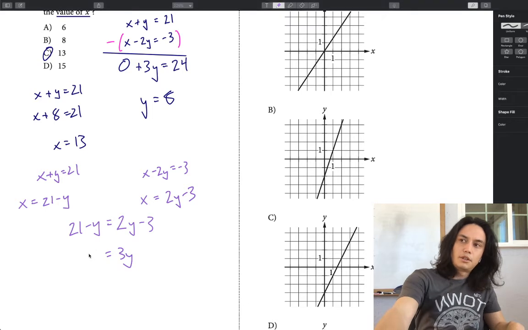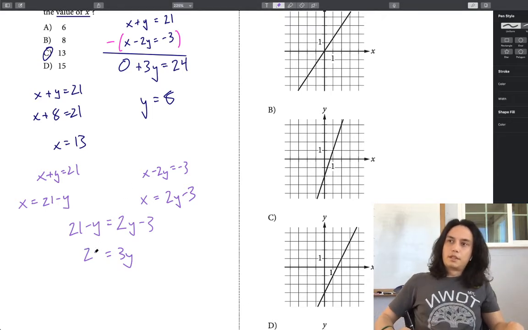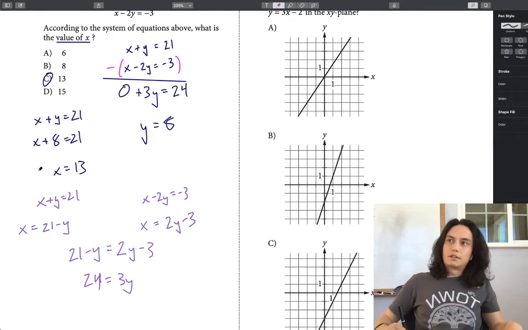So this is, oh, hey, look at that. This is convenient. It's 24. And then from there, it's the same thing. You know, y is 8. Don't mess it up. Plug it in. Get 13. All right. Cool.